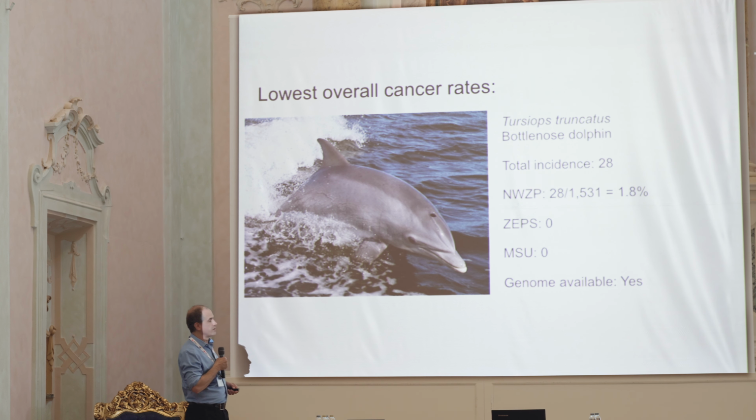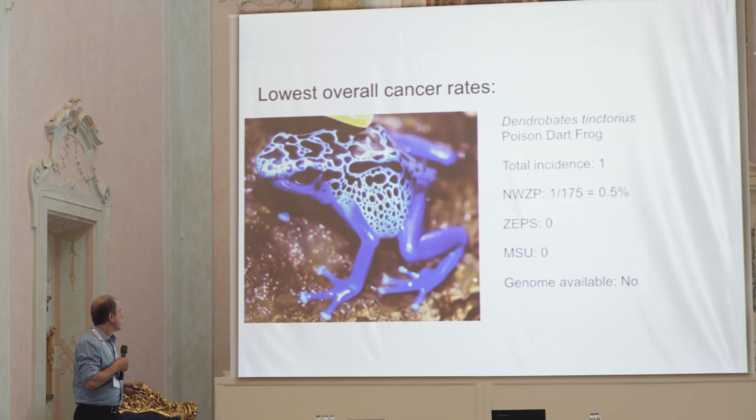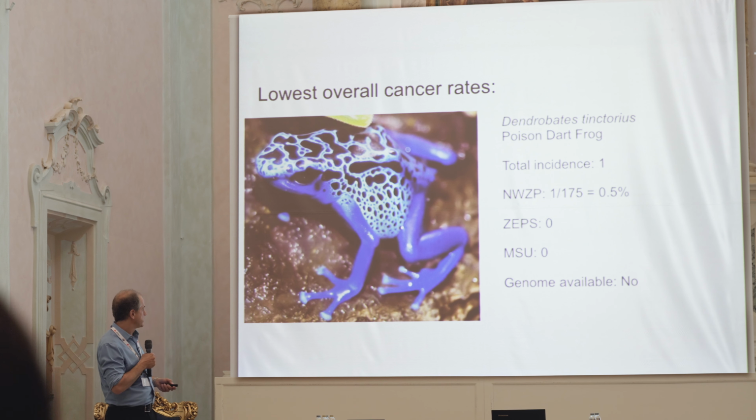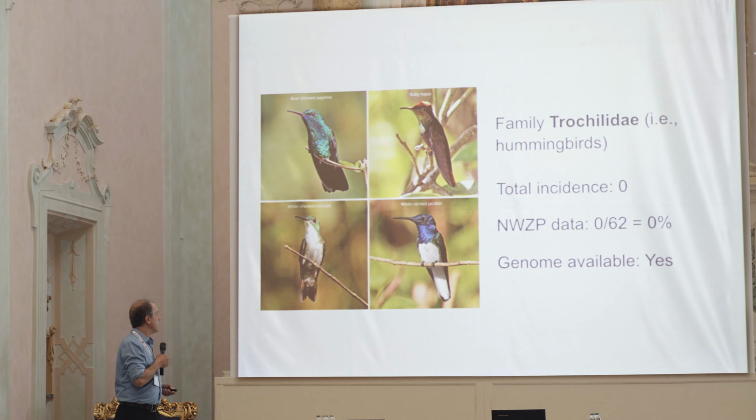So here are a few highlights. We've got over 1,500 dolphins in our database, and they get very little cancer, about 1.8%. The poison dart frog also gets very little cancer. We have 175 cases of that in our data, and only one of which shows any kind of neoplasia. Hummingbirds also, 62 hummingbirds in our data set, 0 neoplasia so far.